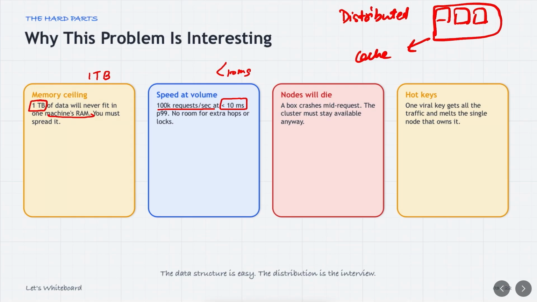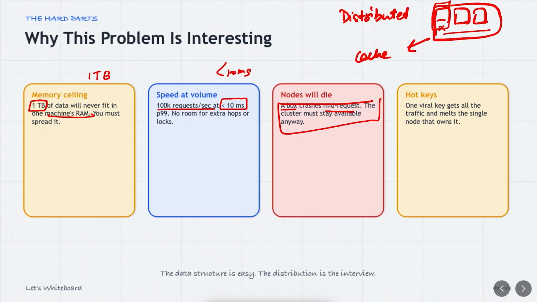The third requirement is that if one instance dies, we don't want our entire system to be unavailable. So that is why we want multiple nodes. In case one box crashes mid request, the cluster would still be available.